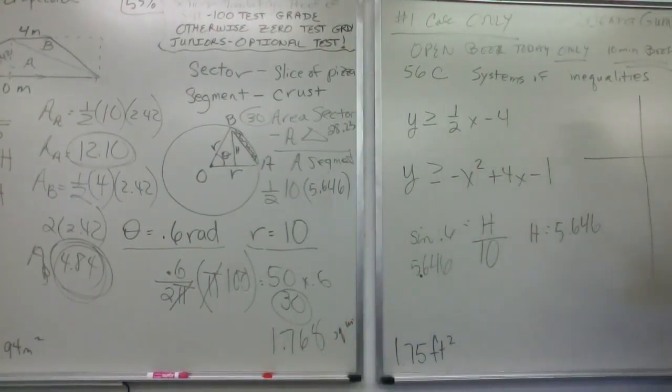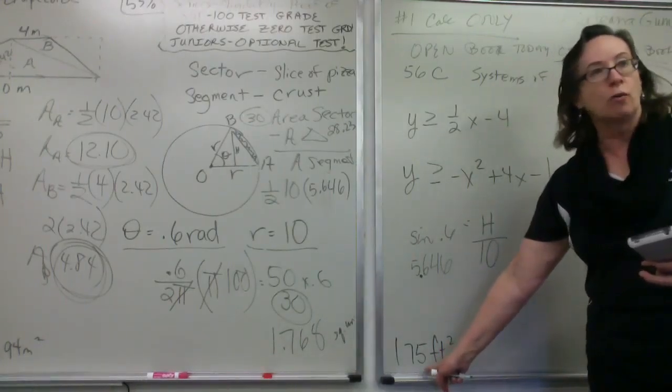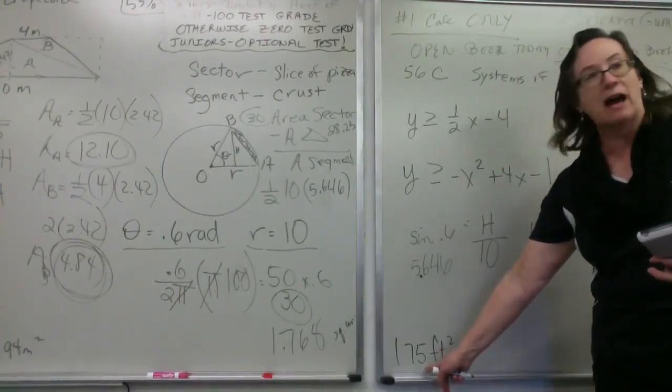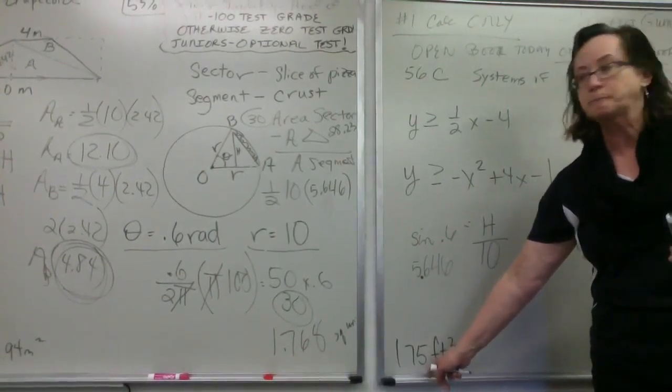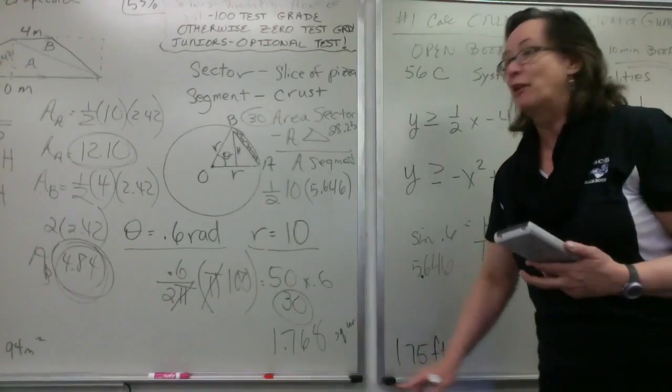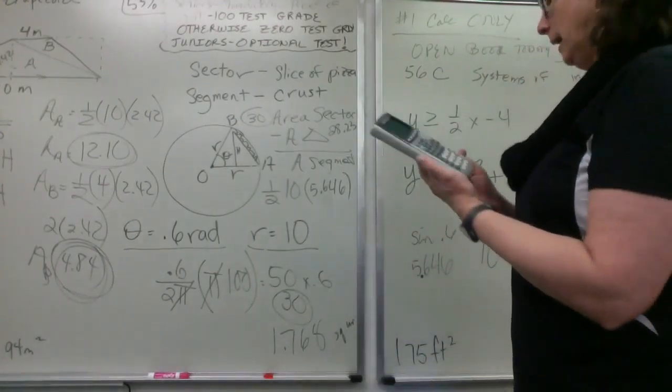So 1.768. Now I had put this answer down here, so they got 1.75. We must be off a little bit by something. I don't know, maybe a rounding error. But that's how you do that type of problem. Any questions on that?